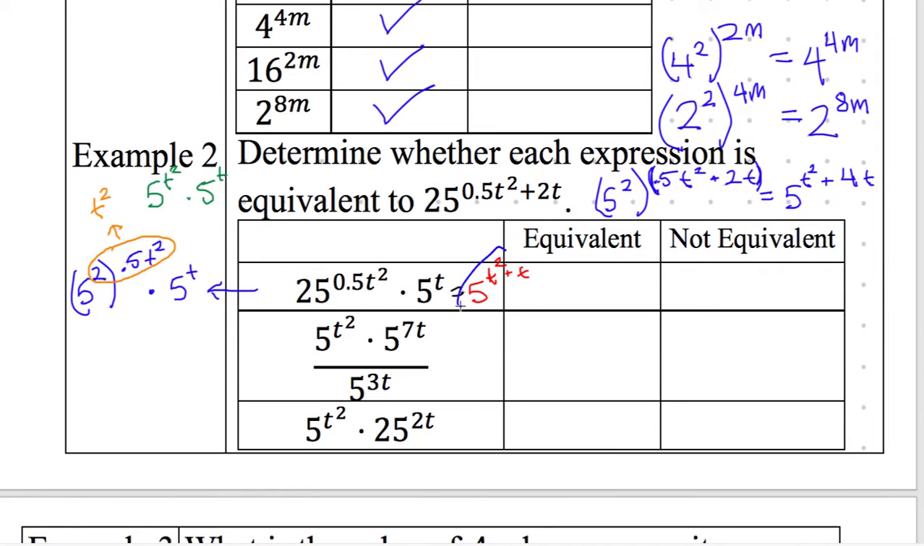So this was 5 to the power of t squared plus t. This was 5 to the power of t squared plus 4t. So it was really close aside from that 4. So it ended up being not equivalent, but we did have to check.